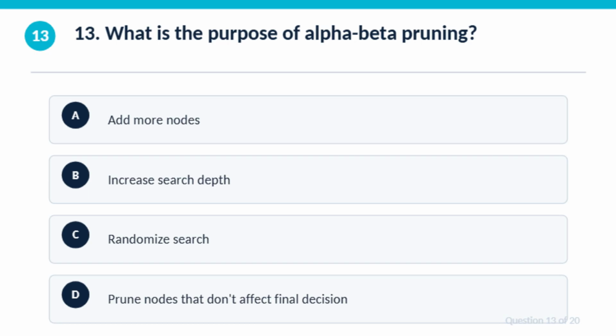What is the purpose of alpha-beta pruning? A. Add more nodes. B. Increase search depth. C. Randomize search. D. Prune nodes that don't affect the final decision. The correct answer is D. Prune nodes that don't affect the final decision.